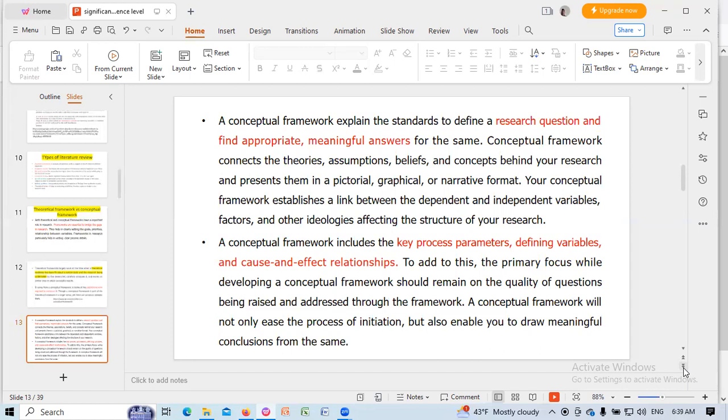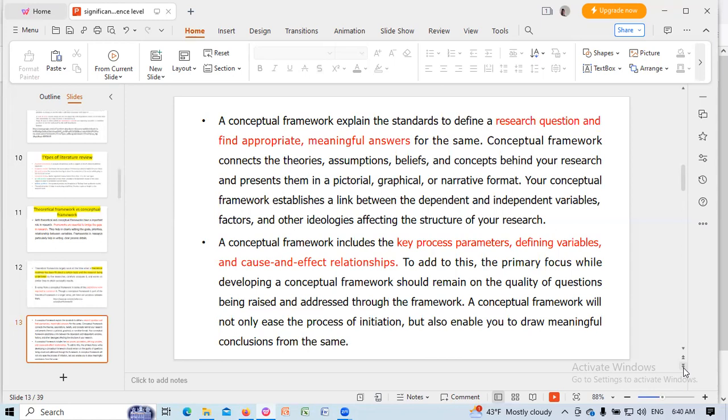To add to this, the preliminary focus while developing a conceptual framework should remain on the quality of questions being raised and addressed through the framework. A conceptual framework will not only ease the process of initiation, but also enable you to draw meaningful conclusions from the same.